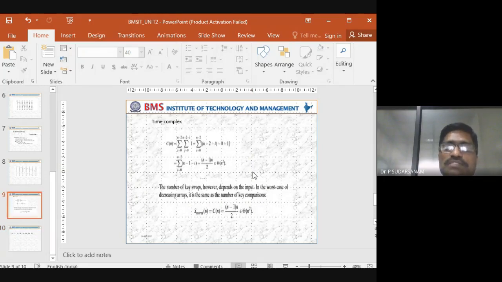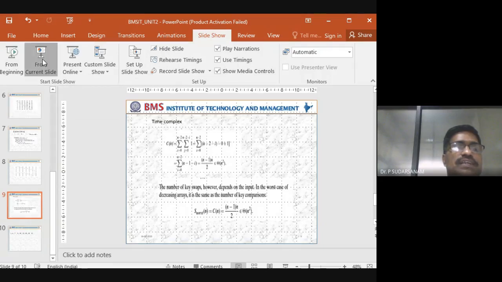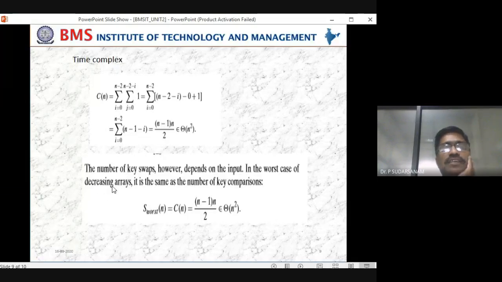Now, how many swappings can be done? The worst case is this one. See here, I will make the current slide bigger. The number of key comparisons, however, depends on the input. For the worst case of decreasing arrays, it is the same as the number of key comparisons. That is the example I would like to give for the worst case.